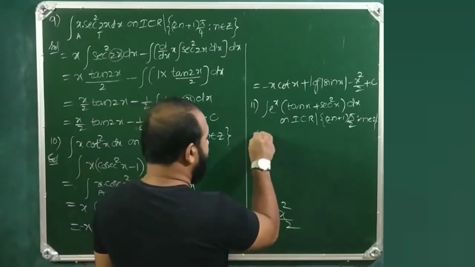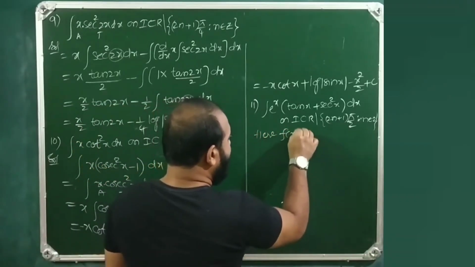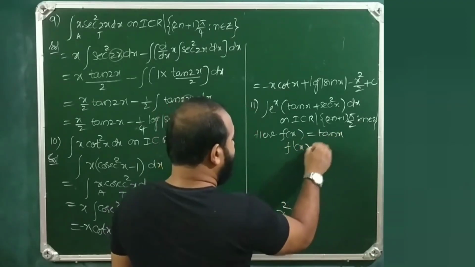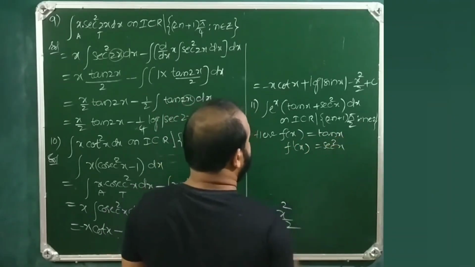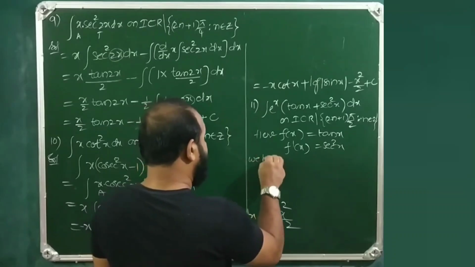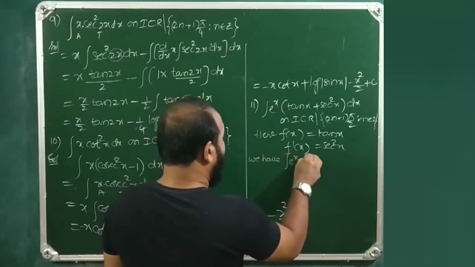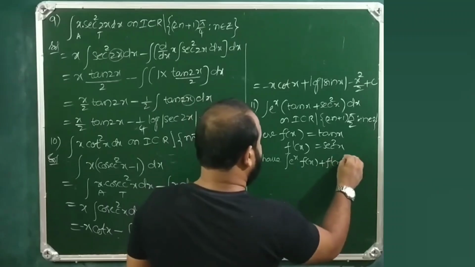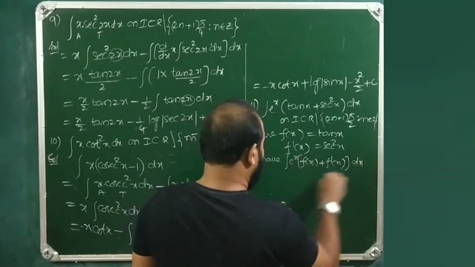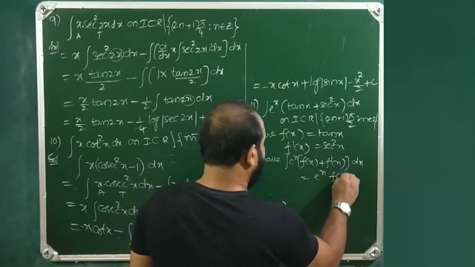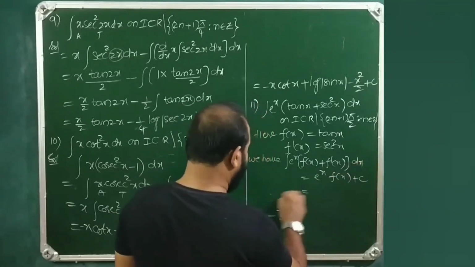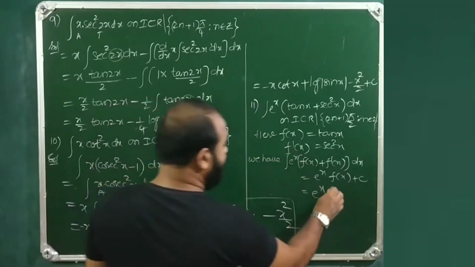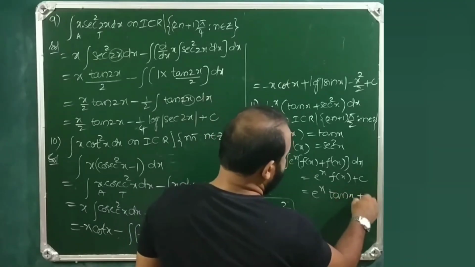Here f of x is equals to tan x, f dash x is equals to secant square x. So we have integral e power x into f of x plus f dash x dx is equals to e power x into f of x plus c. So here the answer is e power x into tan x plus constant of integration c.